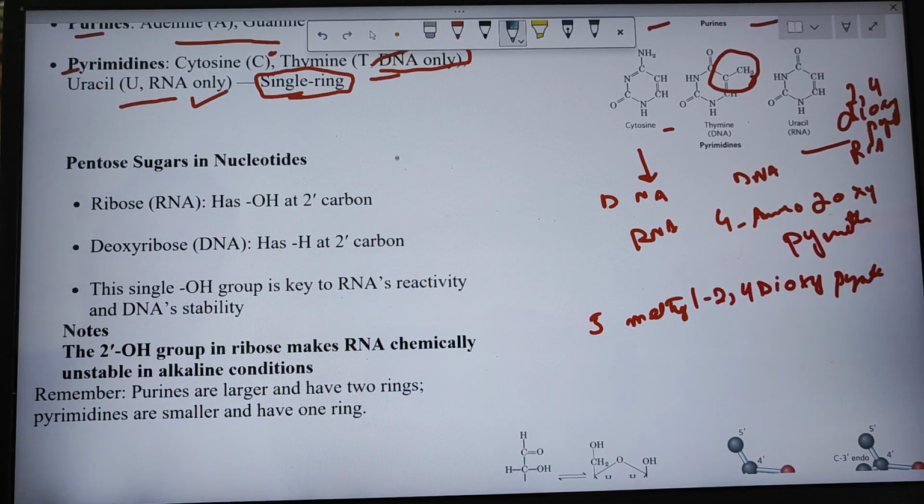The second principal component of nucleotides is the sugar, okay, which is a pentose sugar. So pentose sugar is the second important component of the nucleotides. It's a 5 carbon simple sugar, that is C5H10O5. Okay.